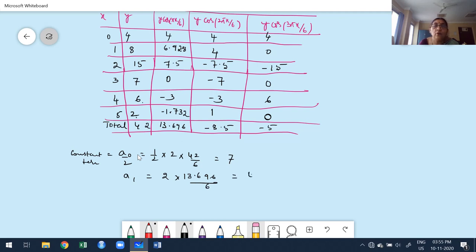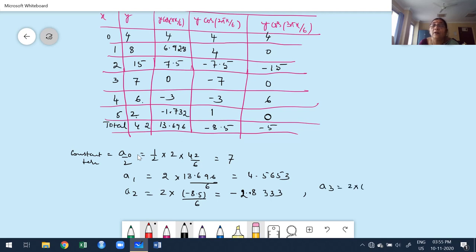Simplify that, 4.5653. And next you take A2, 2 into minus 8.5 divided by 6. Simplify that, we get minus 2.833. And then similarly, I have to calculate A3.